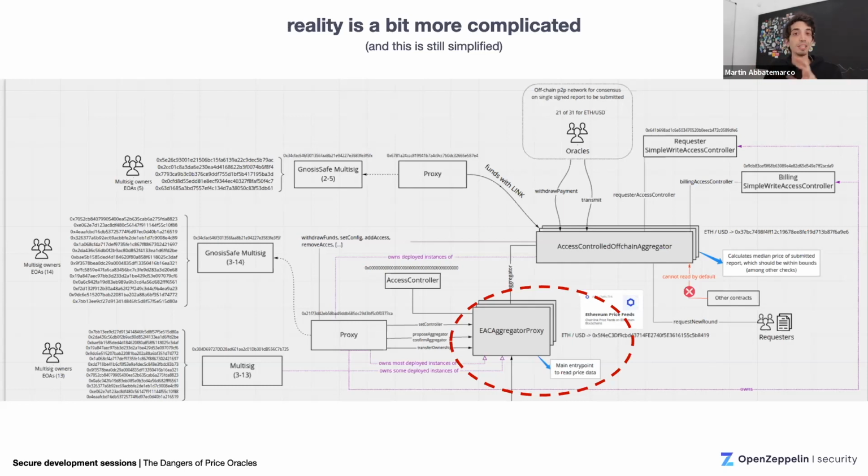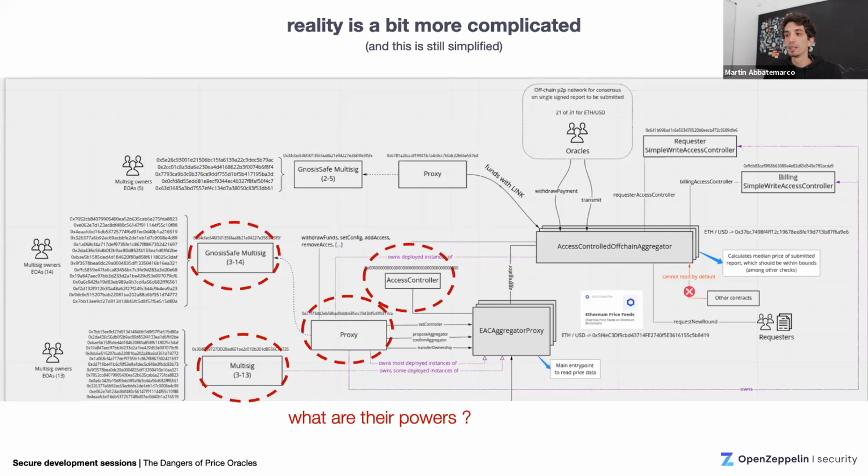But there are some additional components to this story, which are these, right? So we see some multisigs and EOAs and access controllers and so on. And it's interesting to think that they have some powers in the architecture of Chainlink, and it might make sense for these powers to be there. I'm not against those powers. Having said that, I think there is room for more, let's say, documentation around these powers of these accounts, but we are about to get to that.